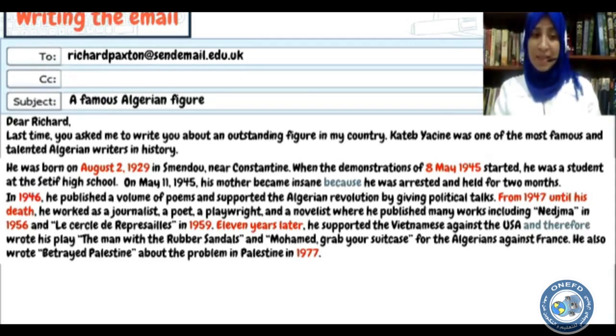Now the last step in the email is that you are going to write about the date and place of death, followed by a short conclusion to conclude your email. And in the end, you are going to write the closing. It means the words that are going to close your email, and at the bottom of the email, your name. So now you have 2 minutes to write all these elements.